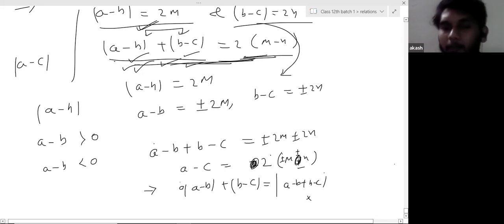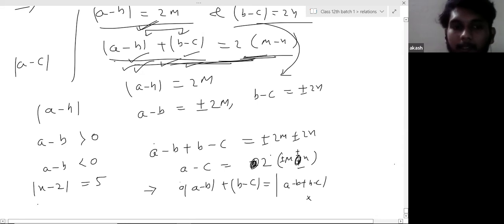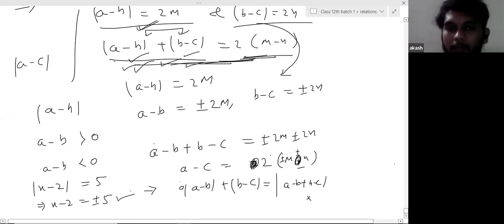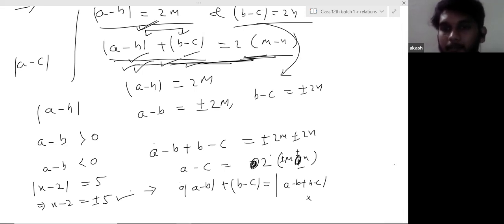Or you have to make cases in modulus. Remember this always. In the coming chapters, we have to prove this also. Whenever you have to deal with a modulus function, try to open the modulus in the first or second line. Whenever you see a function like modulus of x minus 2 is equal to 5, just open it at that time only: x minus 2 is equal to plus minus 5. Never try to open this modulus in an equation. There is a high probability that you will do it wrong.